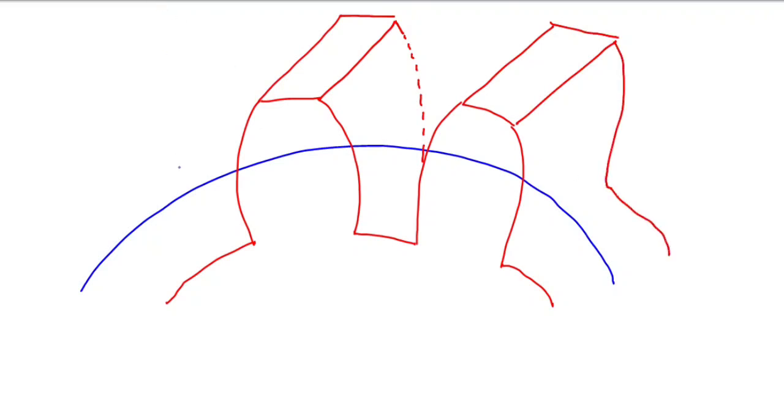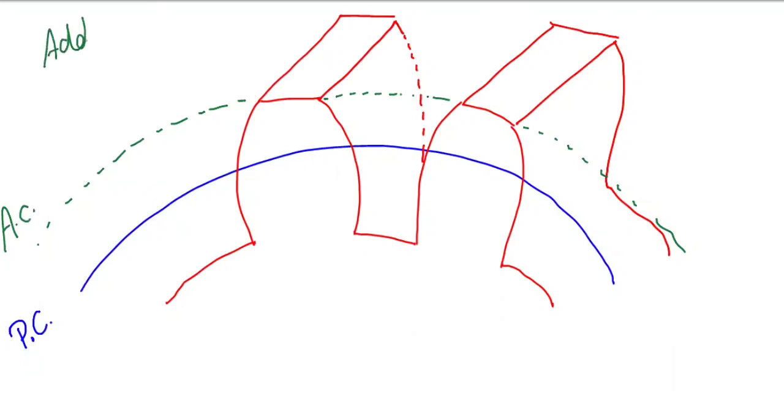So this blue circle is the pitch circle, P.C. On the top of the teeth, a circle could be drawn joining the tops of the teeth, and this circle is known as the addendum circle, A.C. Addendum, A D D E N D U M. Have you heard about this parameter? Obviously, you have heard about the addendum circle.